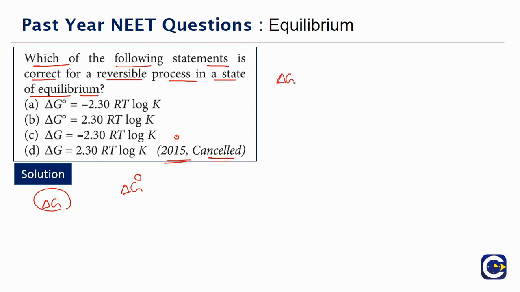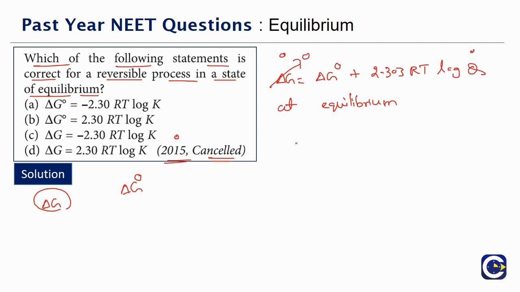So what is it? Del G is equal to del G naught plus 2.303 RT log Q. Q stands for the reaction quotient. So this is the relation we have between the free energy change of the reaction and the reaction quotient. At equilibrium stage, so if we talk about a reversible reaction, we will reach equilibrium. At equilibrium stage, the del G value will be 0, which means 0 will be equal to del G naught plus 2.303 RT log, the reaction quotient value will become equal to the equilibrium constant K.